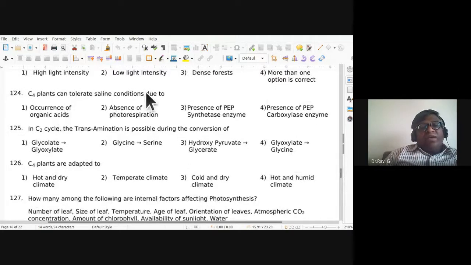C4 plants can tolerate saline conditions due to occurrence of organic acids, absence of photorespiration, presence of PEP synthetase enzyme, or presence of PEP carboxylase enzyme. So what makes them withstand saline conditions in C4 plants? The answer is A. Occurrence of organic acids within the C4 plants can make them withstand saline conditions, that is, high salt conditions. So the first is the answer.